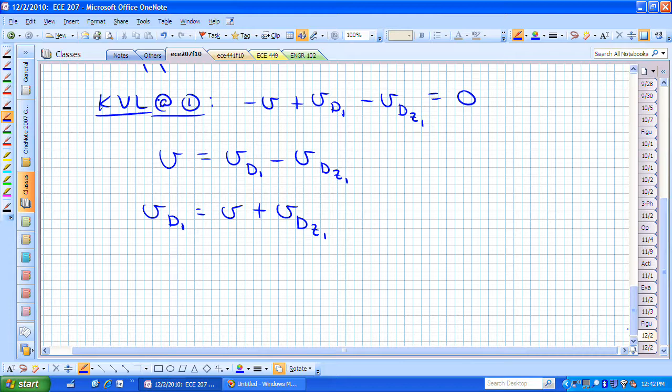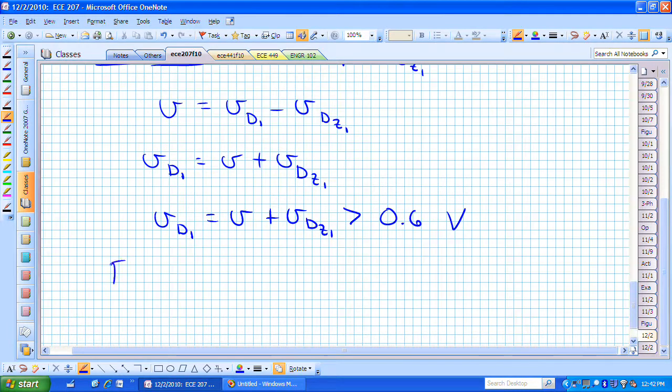So let's see what's going to happen. Let me just say we need V sub D sub 1, which is equal to V plus V sub D sub Z sub 1, to be bigger than 0.6 volts in order for diode 1 to conduct.